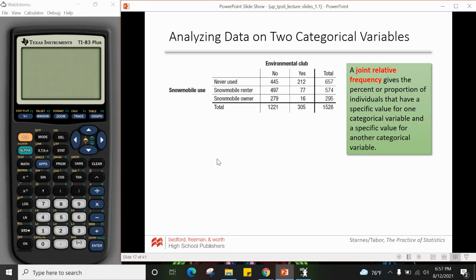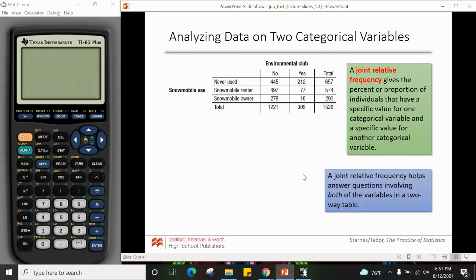A joint relative frequency gives a percentage or a proportion of individuals that have a specific value for one categorical variable and a specific value for another categorical variable. So, let's see, they give an example. If the marginal relative frequency is just environmental or in here, then the joint relative is something in the middle.